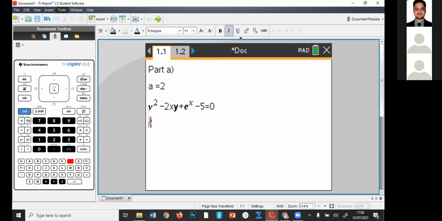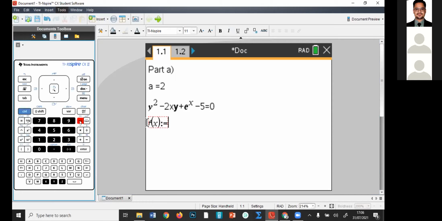So I'll define my function f(x). I will use the quadratic formula, negative b plus or minus the square root of b squared minus 4ac, upon 2a. When solving for y, a is 1, b is negative 2x, and c is e raised to the power of x minus 5. So negative b means 2x plus or minus. I'll define one function as plus and another function as minus. So f(x) is negative b plus the square root of b squared.